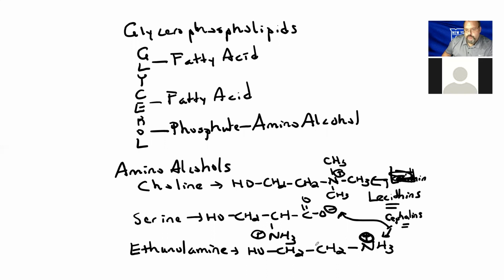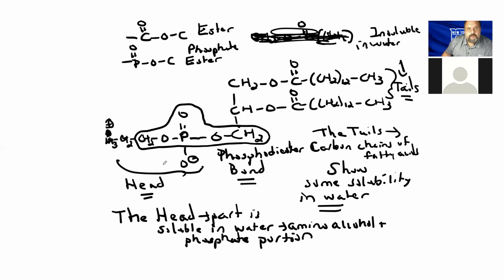OH, CH2, CH2, NH3. So basically it resembles ethanolamine. So this glycerol phospholipid would be classified as a cephalin. And that's why you have to recognize the structures of the amino alcohols, because in order to know that this is a cephalin, you'd have to recognize this portion as coming from ethanolamine.